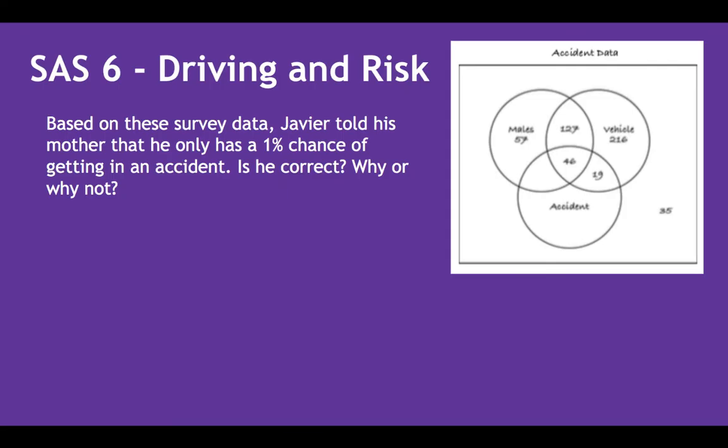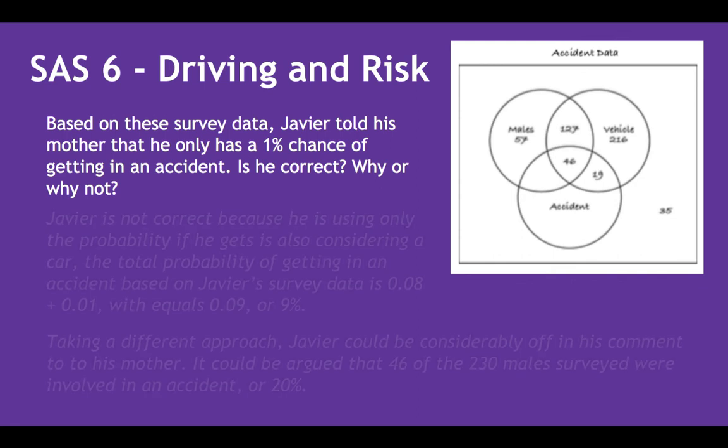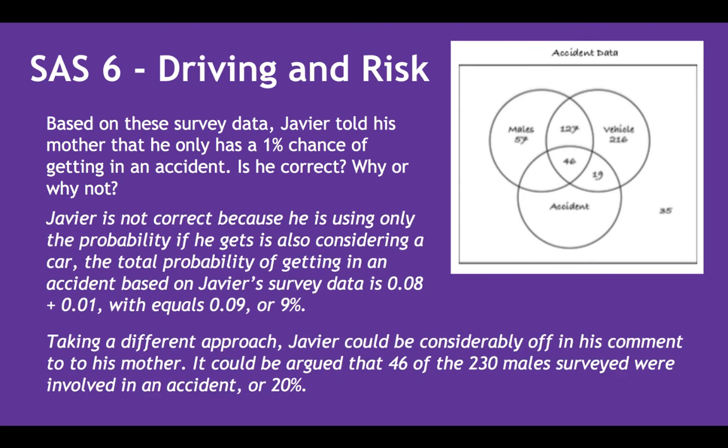All right, based on this survey data, Javier told his mother that he only has a 1% chance of getting in an accident. Is he correct? Why or why not? All right, Javier is not correct, but he's using only the probability if he gets in an accident, but he's not considering a car. Total probability of getting in an accident based on Javier's survey data is 8% plus 1%, which equals 9%. So it's not a 1%.